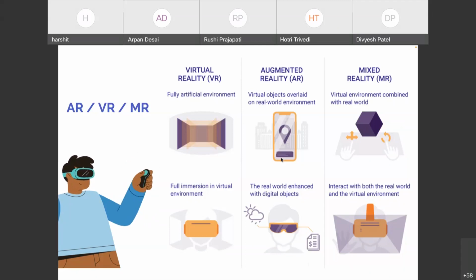As the situation changes in the real world, the digital objects are also going to change. So that is called augmented reality. And the third one is mixed reality. Mixed reality combines both the virtual environment and the real world, and you interact with both. Like you can use your hand to generate the virtual world in the real world. If I give you the example of the Microsoft HoloLens headset, that is the best example of mixed reality, where you can use your hands to create digital objects or 3D models in the real world.